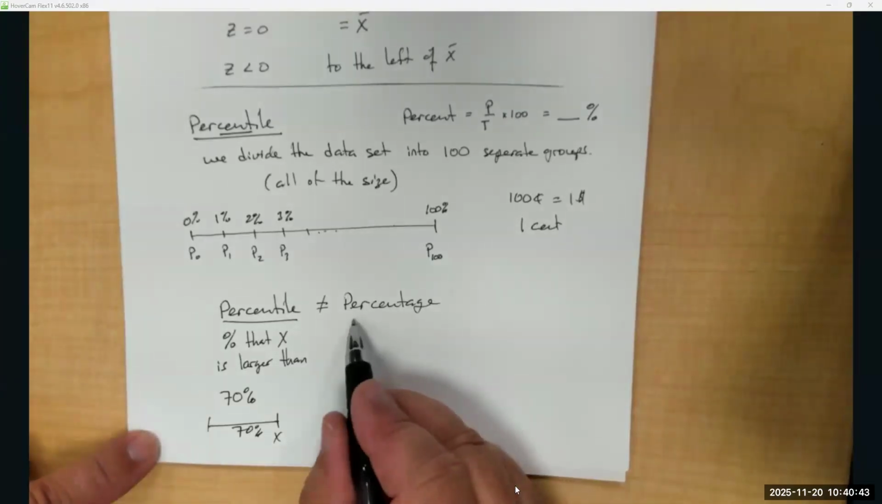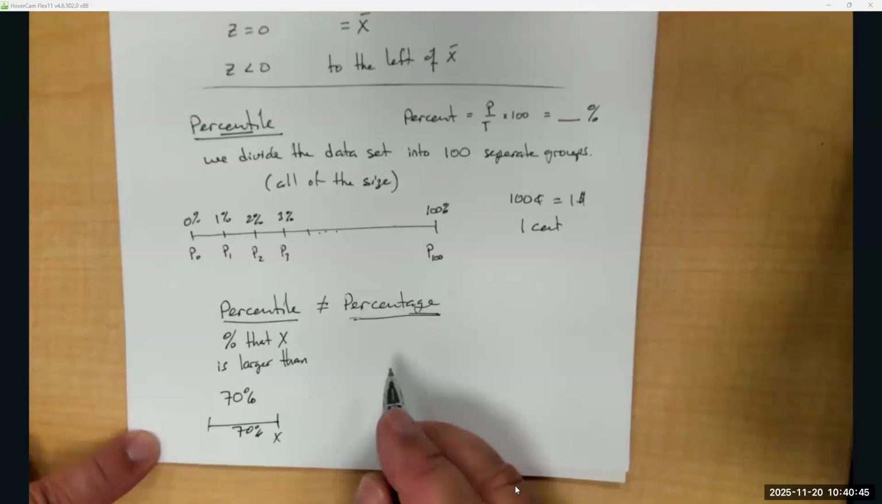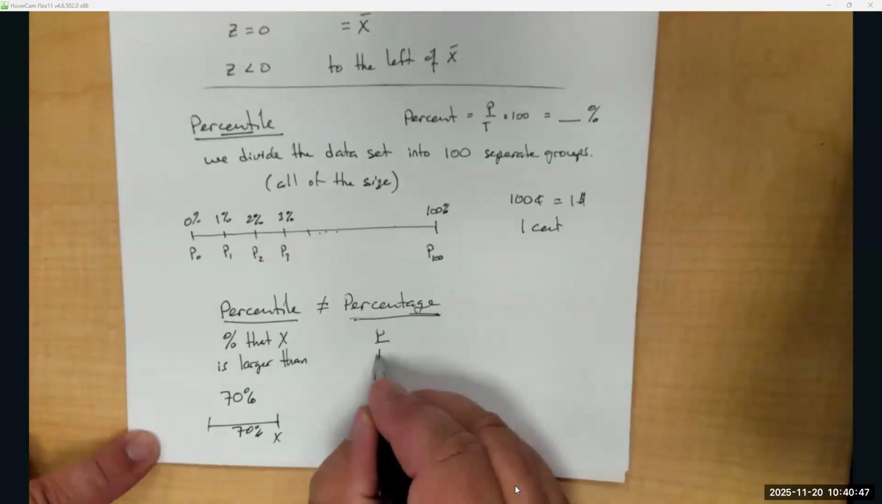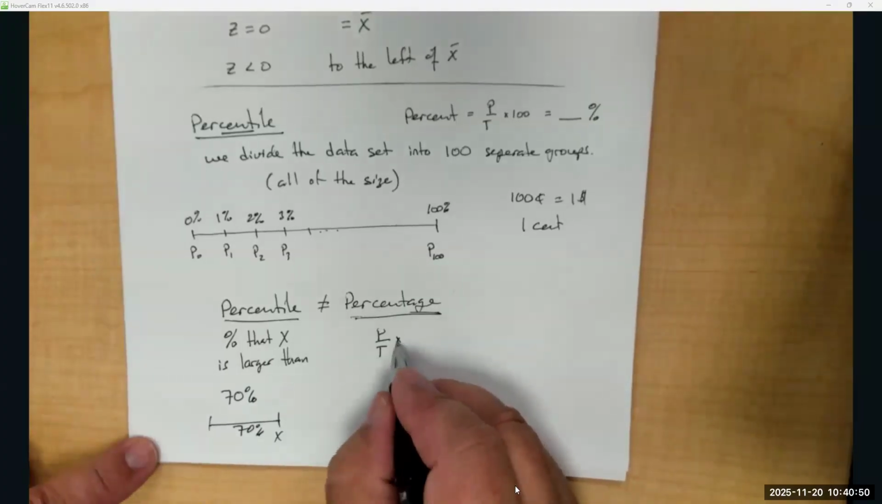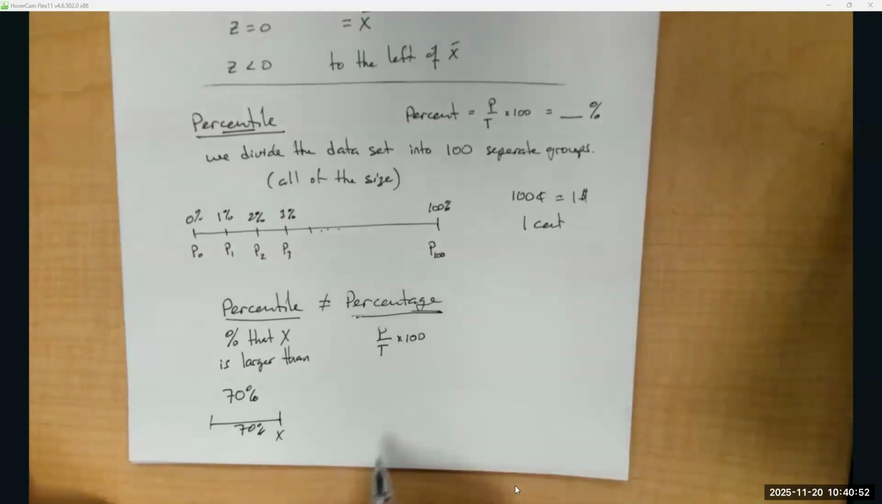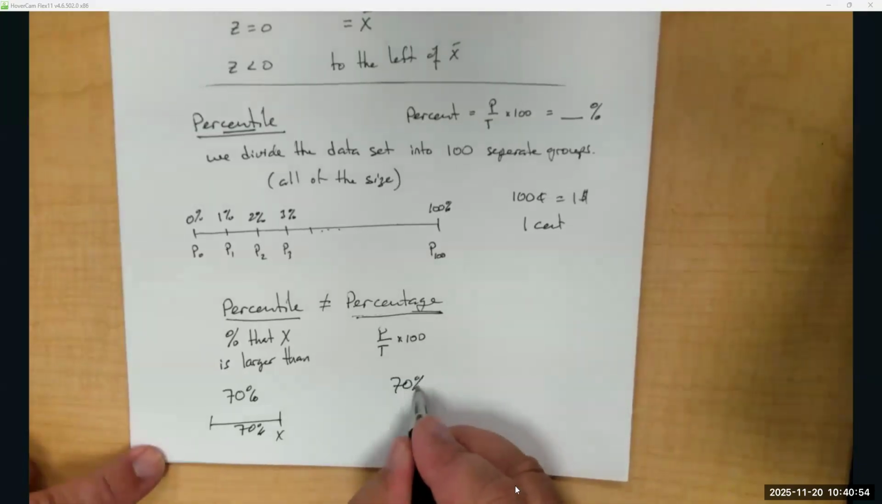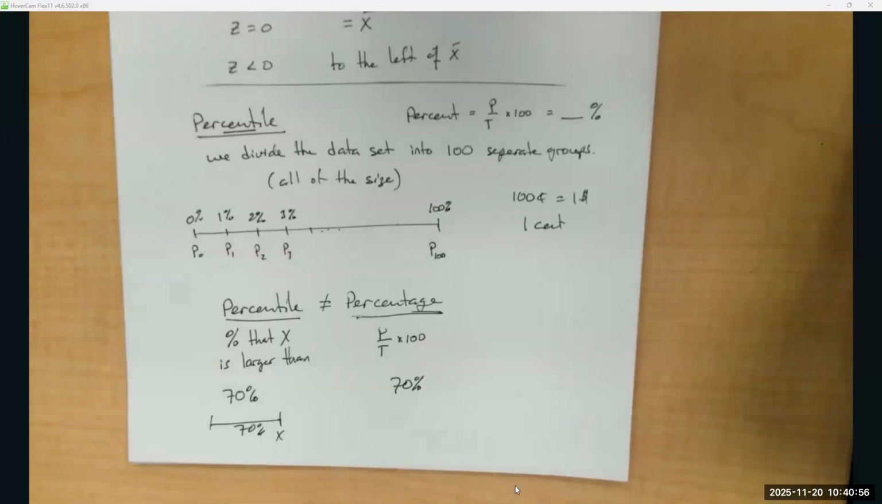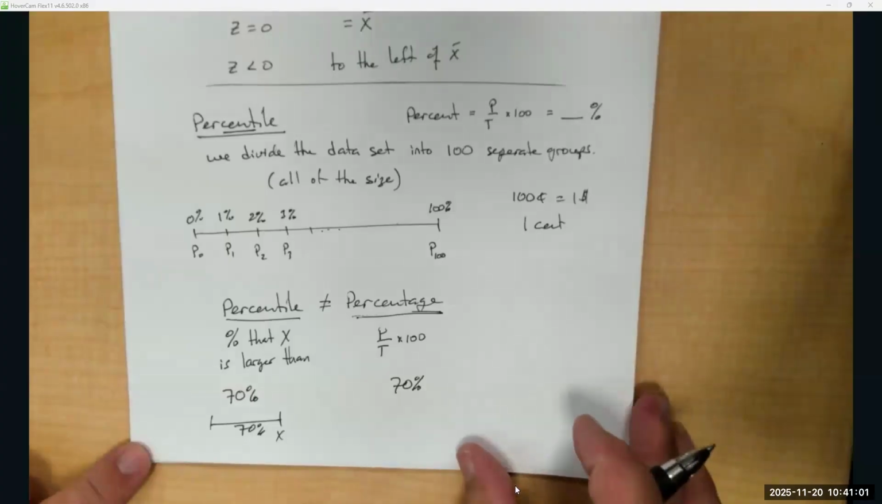What is a percentage? That's just part over total. It is a number. So if you have a 70 percentage, that means you just have 70. That's it. You can't say anything else about anything.